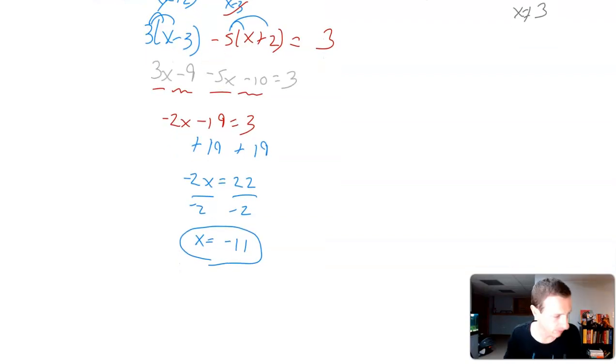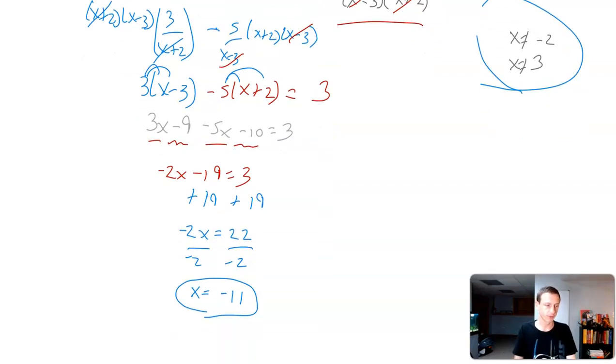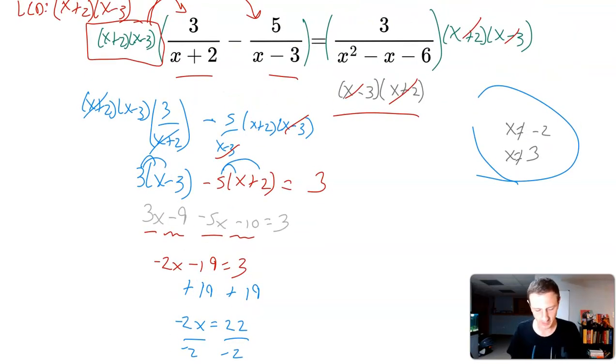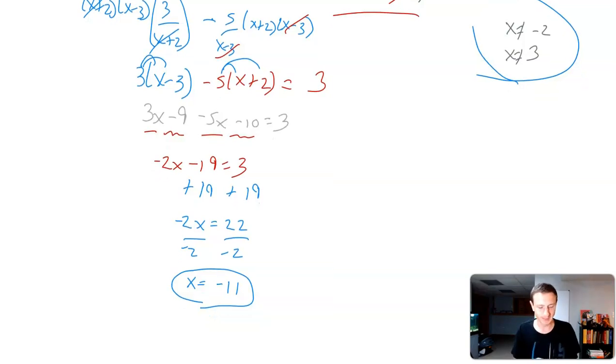And what I would do then is just double check your answer. So we got x equals negative 11. What were our potential problems? x equals negative 2 and x equals 3 were two x values that x cannot equal, because that's going to zero out our denominator. x equals negative 11 should be good to go. Not going to cause any sort of problems in there. So that is a good solution, and that's how we solve that.